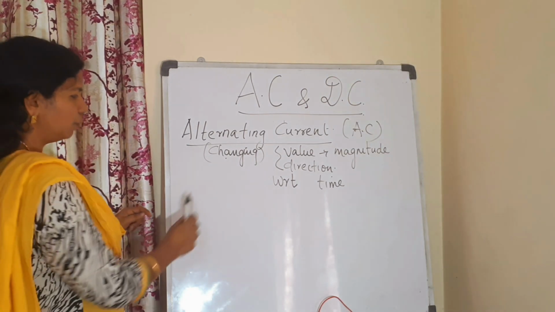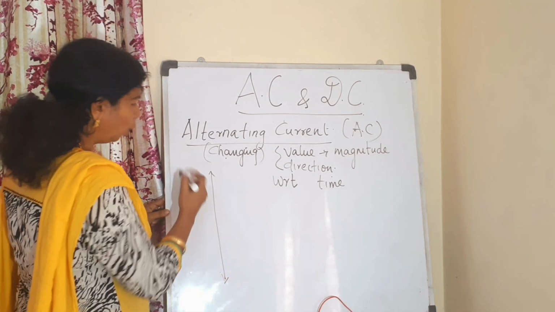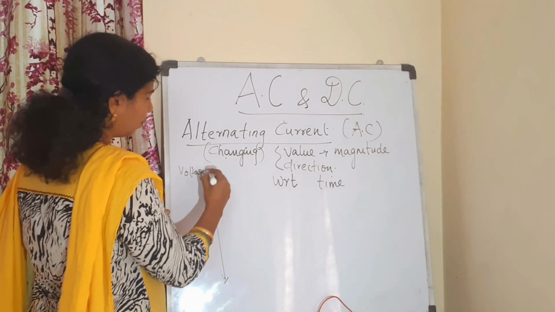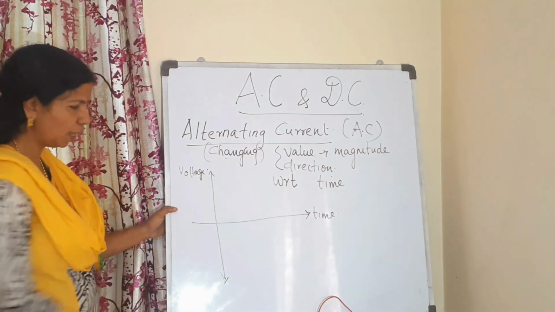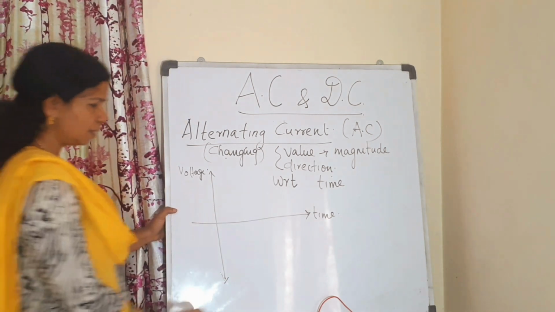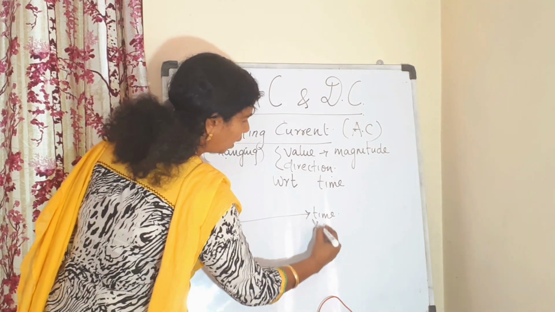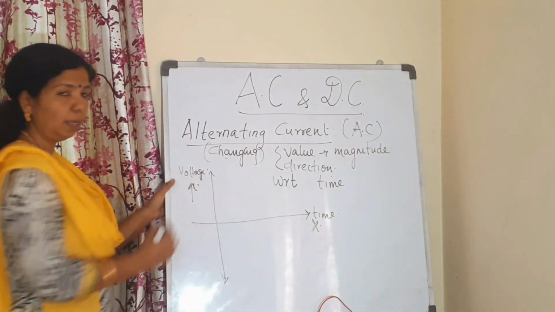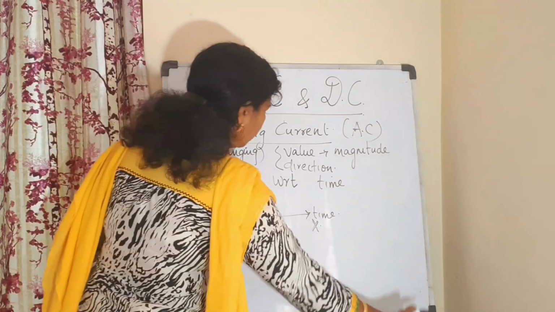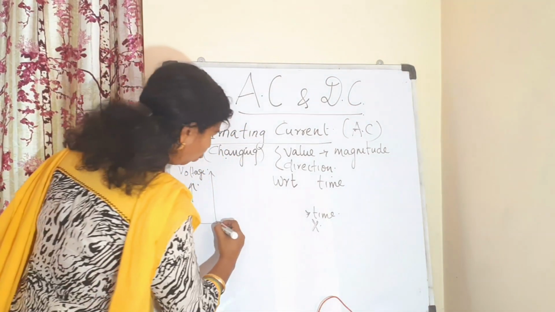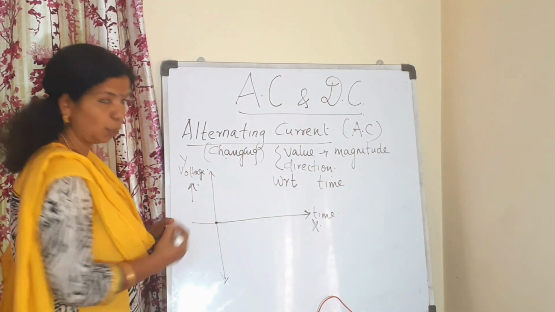Suppose you draw its graph with time taken on the x-axis and voltage taken on the y-axis. Suppose you plot the graph of this AC, what you get is like this. That is, the value starts from 0.